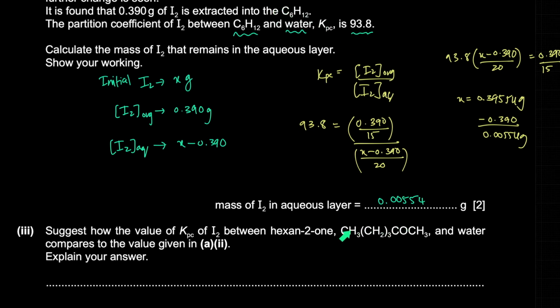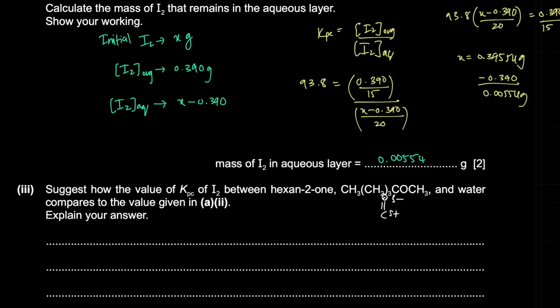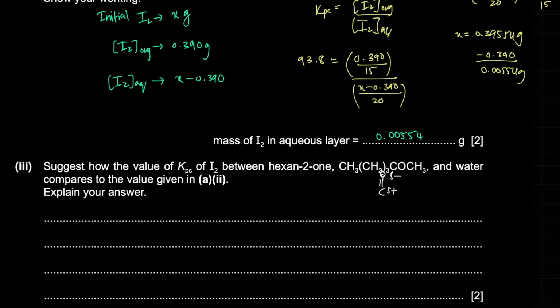If you're using a polar solvent, hexan-2-one has a dipole, like this. Would iodine be more soluble in a polar solvent or in the non-polar solvent? We know that iodine, because it's non-polar, would be more soluble in cyclohexane. So now that the organic layer we're using is slightly more polar, iodine would be less soluble. So if the concentration in the organic layer is now lesser, and the numerator is now smaller, what will happen to the Kpc? The partition coefficient would decrease.